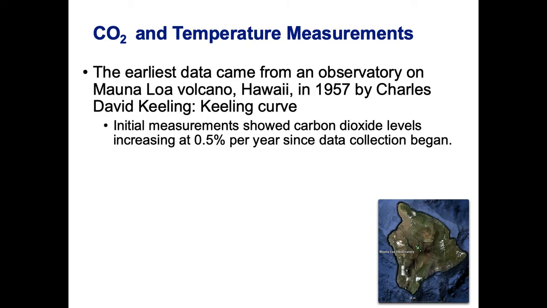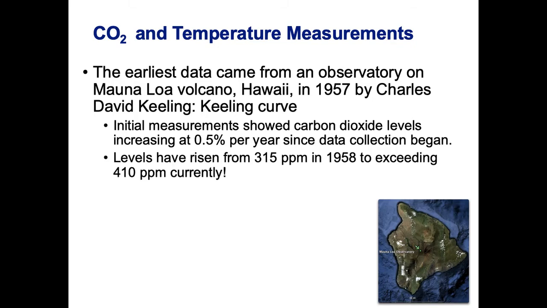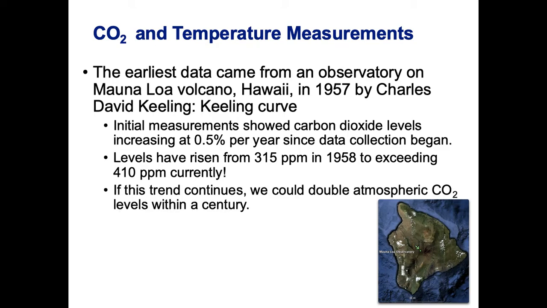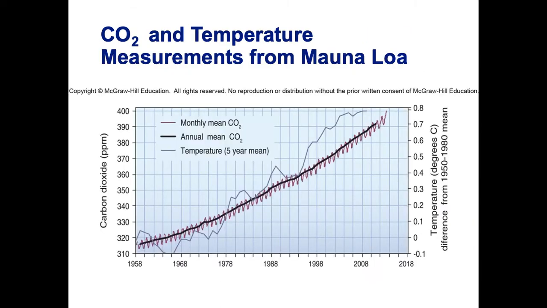The initial measurements showed carbon dioxide increasing at 0.5% per year since the data collection began. So in 1958, the levels were 315 parts per million, or ppm, and now they exceed 410 ppm. If this trend continues, we could double atmospheric carbon dioxide within this century. So that's a lot. This shows that data.